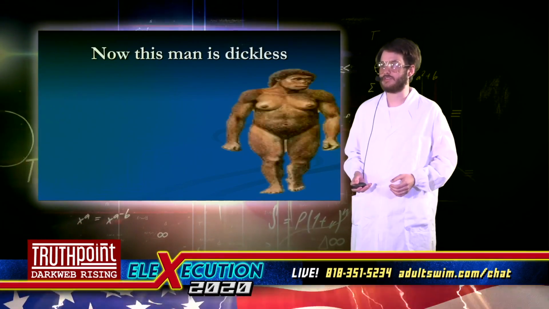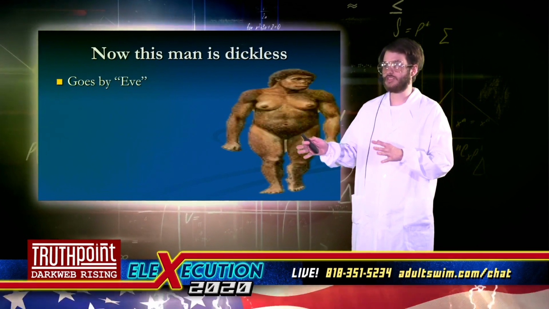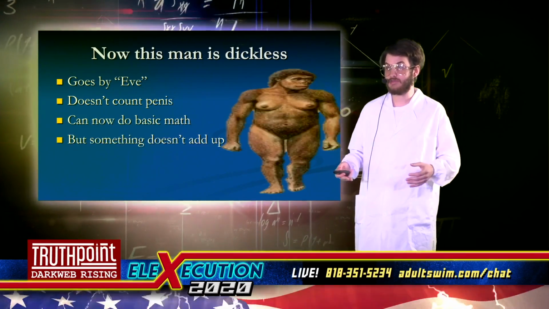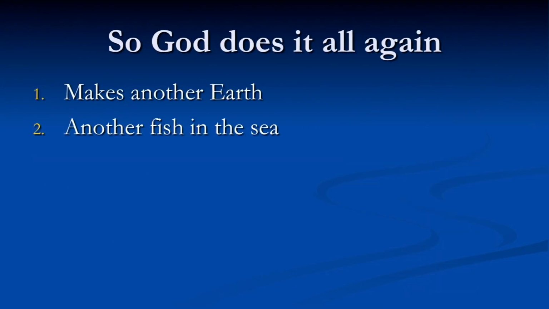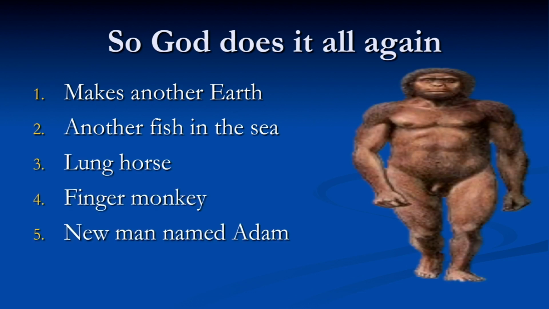God has 10 fingers. Now, let's go back to this man, right? Because he's dickless now. And he's going by Eve. He doesn't count his penis, but he can now do basic math. But something doesn't add up here. Needs a husband, right? So God does it all again, makes another earth, another fish in the sea, long horse, finger monkey, and a new man named Adam. And that other earth actually became the moon, okay?